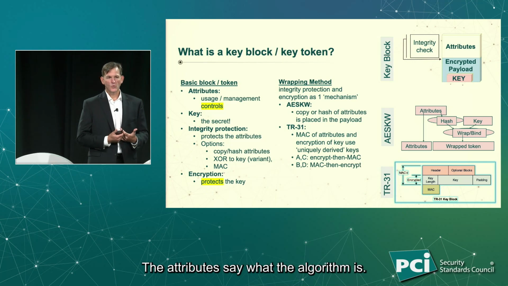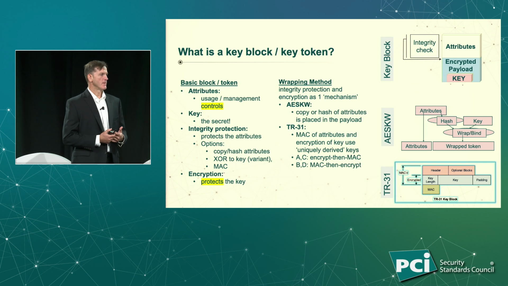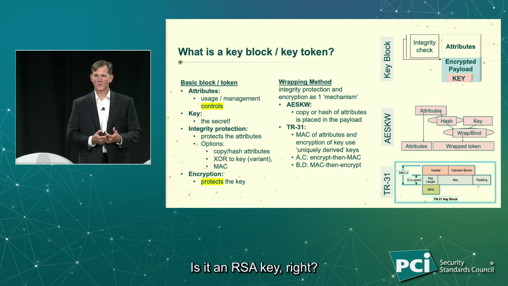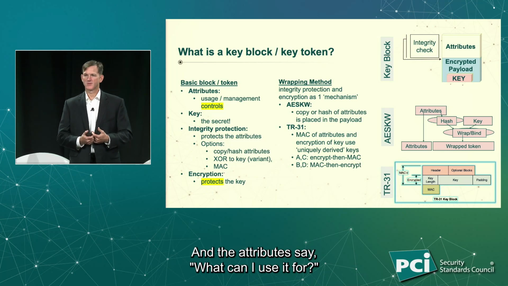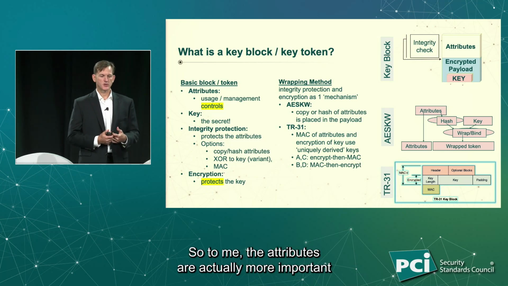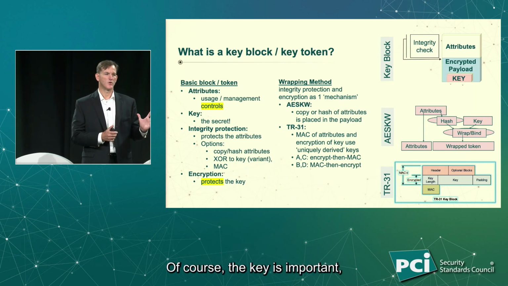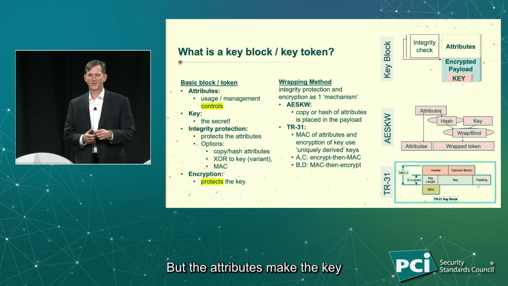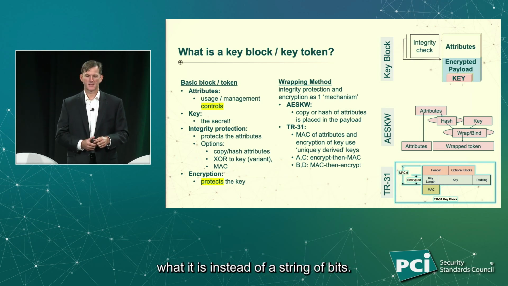The attributes say what the algorithm is. Is it an AES key? Is it a TDES key? Is it an RSA key, right? And the attributes say, what can I use it for? So to me, the attributes are actually more important to know than the key. Of course, the key is important. That's the one doing the work. But the attributes make the key what it is instead of a string of bits.